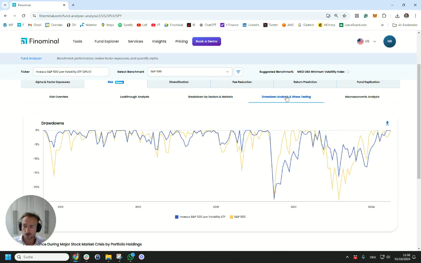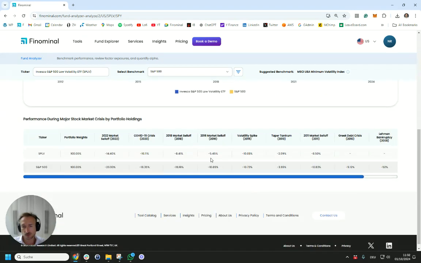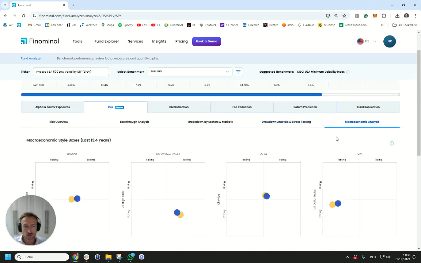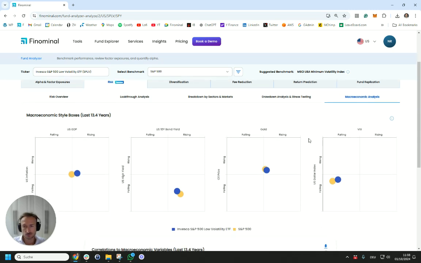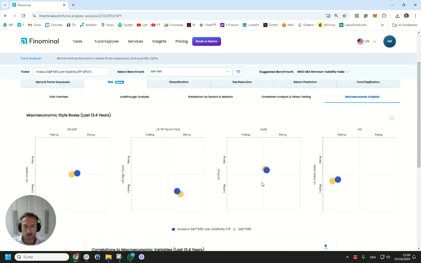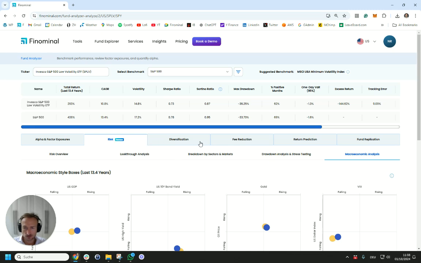If we move on to drawdowns, you can look at this low vol ETF from a drawdown perspective, how it's done versus the S&P 500, or during periods of market crash, like 2022, COVID, and so on. Finally, you can look at the exposure, specifically the correlation of this fund versus certain macro variables like US GDP, inflation, bond yields, and how this fund does compared, in this case, to the S&P 500. So that's with regards to risk.